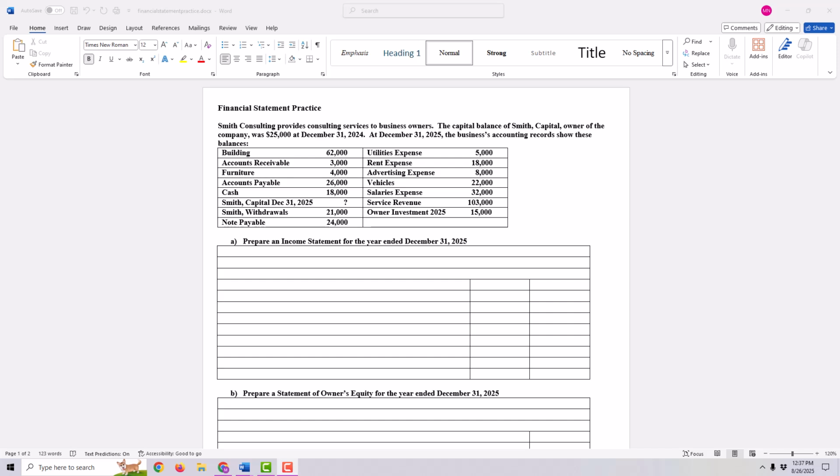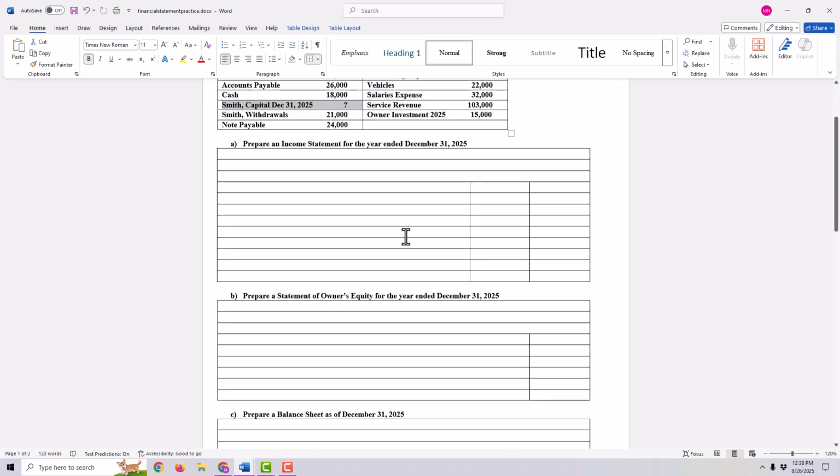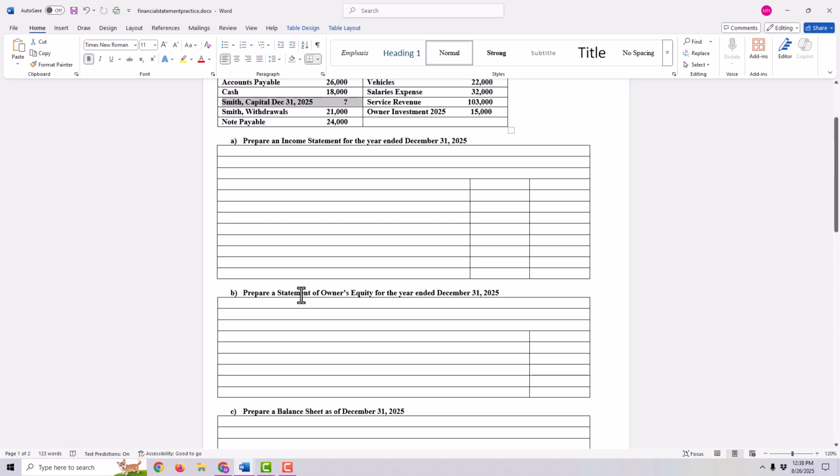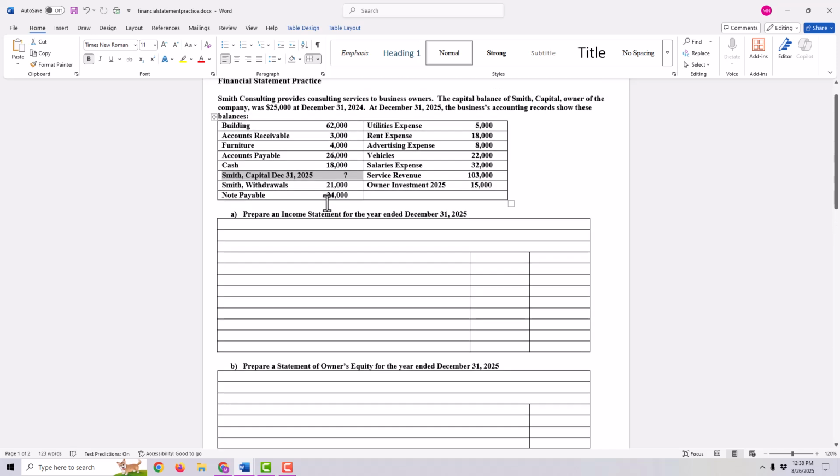In this problem, Smith Consulting provides consulting services to business owners. The capital balance of the owner was $25,000 at the end of 2024. And then at the end of 2025, the business's accounting records show the following balances. Everything is in this chart except for the owner's ending capital, which has a question mark beside it because we're going to calculate it when we get down here to the statement of owner's equity.